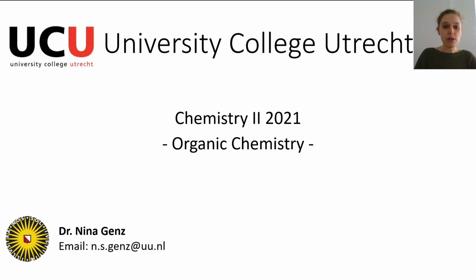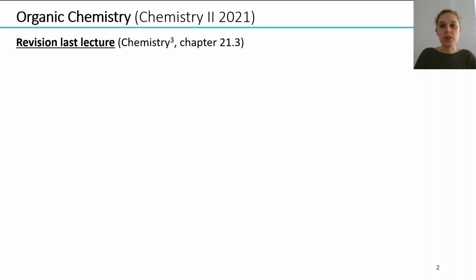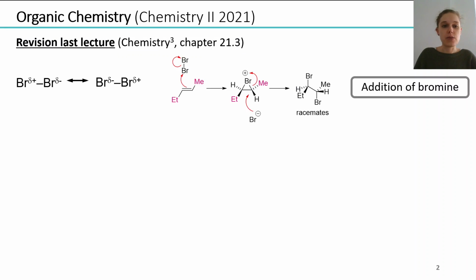Welcome to lecture 4, and as usual we will start with a very brief revision of what we learned in the last lecture. In the last lecture we started to understand the addition of bromine to an alkene, and we saw that this reaction is regioselective and an overall anti-addition. Moreover, both the bromonium ion as well as the dibromide product are racemates.